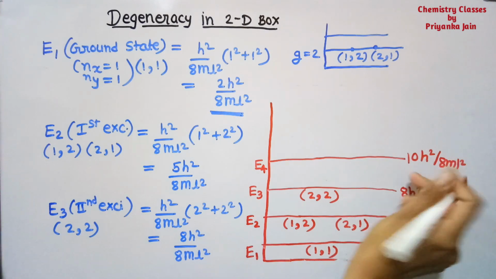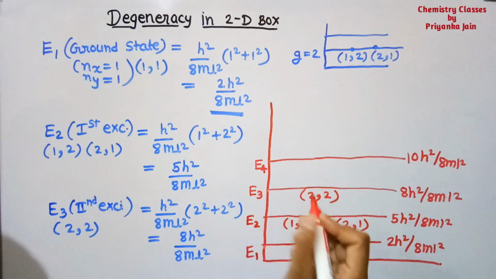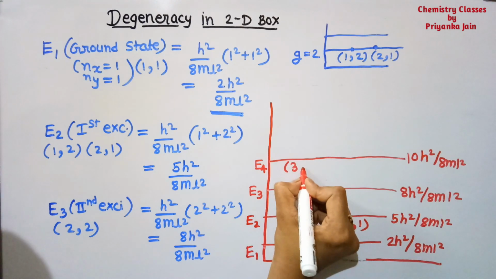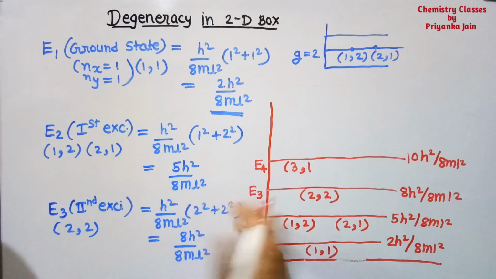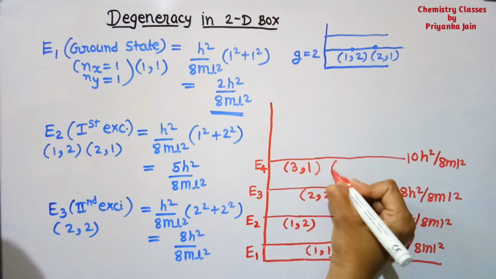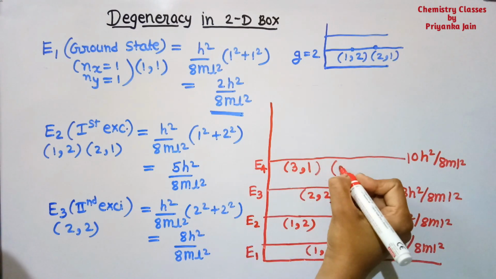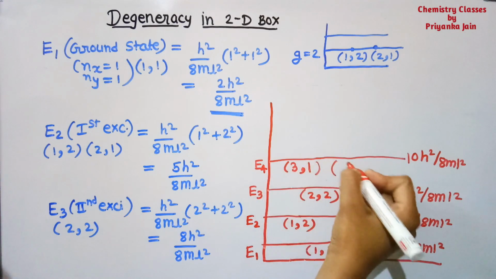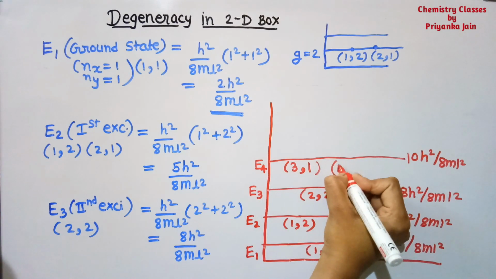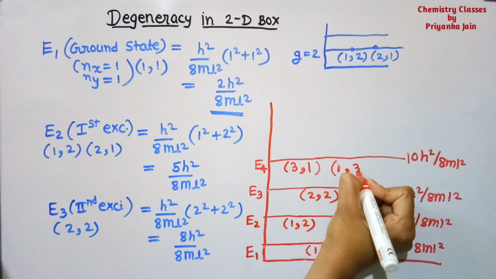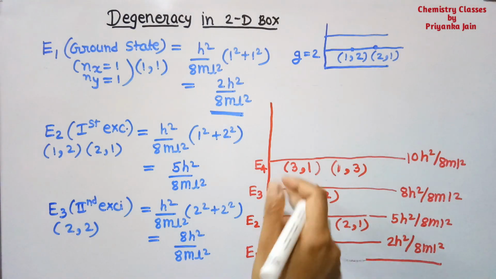Now you can find out these levels yourselves, you can do as I have done. So you will find there are two levels. One is when nx is 3 and ny is 1, and another one is when the value of nx is 1 and ny is equal to 3. So it is doubly degenerate.